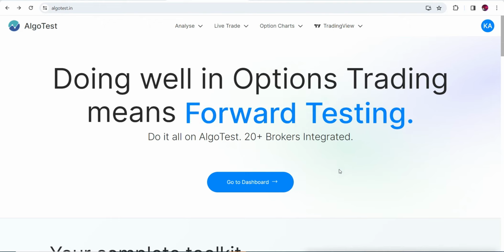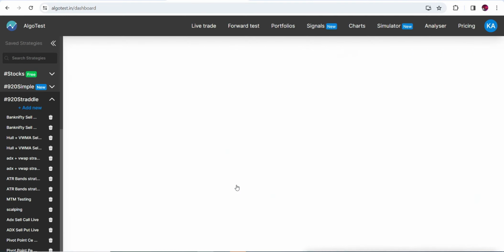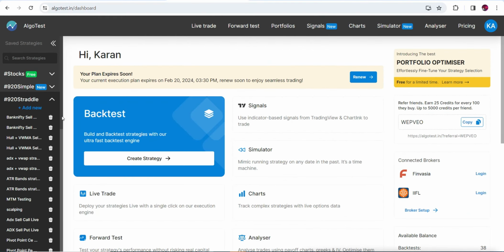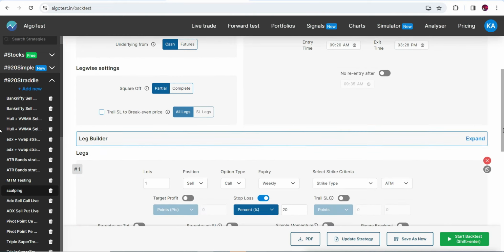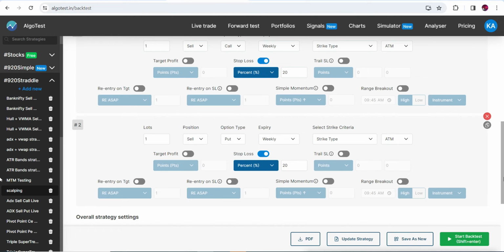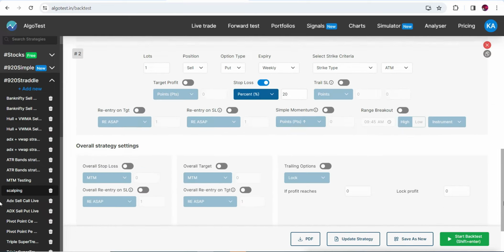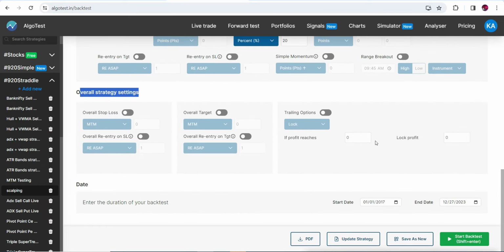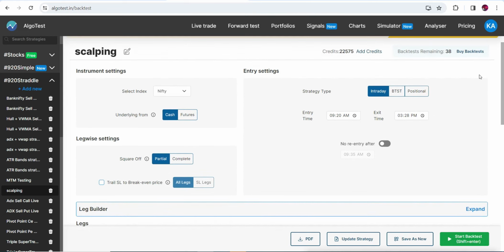So now let's open the AlgoTest dashboard. To open the AlgoTest dashboard, we will click on go to dashboard. Now here I have created a strategy, that is scalping. It is just for educational purposes and it is not recommended to deploy. That is just a sample strategy that I have created to explain how legwise setting works, how the no re-entry after feature works, and how the overall strategy setting works. So these three features we are going to discuss in today's video.